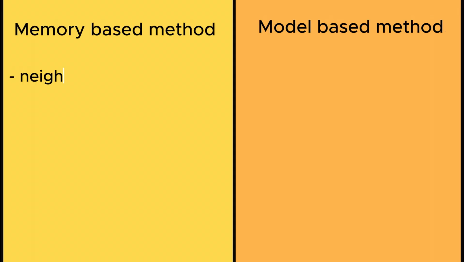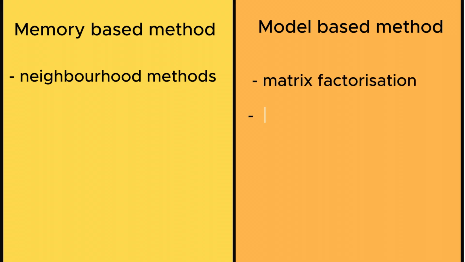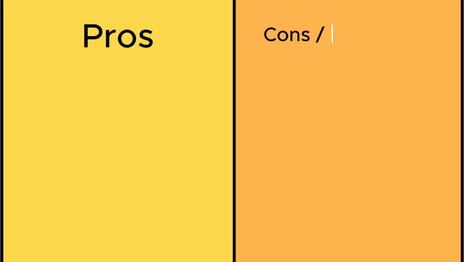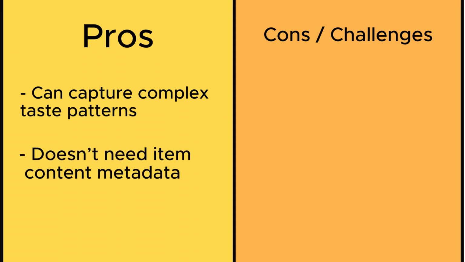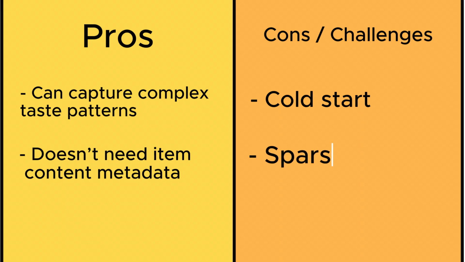There are memory-based methods and model-based methods. For example, matrix factorization decomposes the user-item interaction matrix into latent user factors and latent item factors. There are, of course, pros and cons of this approach. So pros will be that it can capture complex taste patterns, and it doesn't need item content metadata, while cons or challenges would be a cold start. So we don't have any data for new users or items. And sparsity, which is a lot of users and a lot of items, but few interactions.